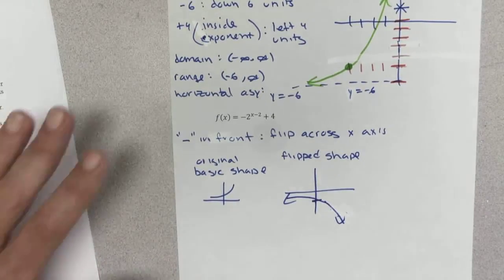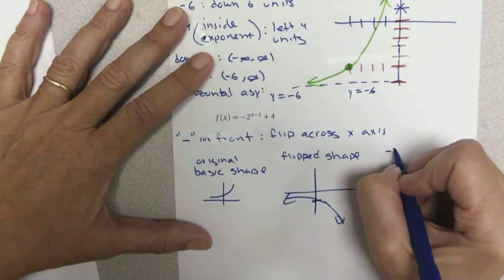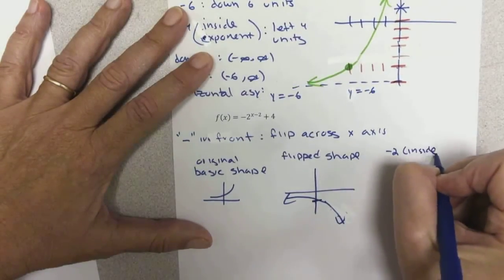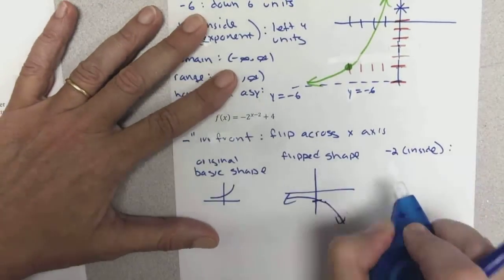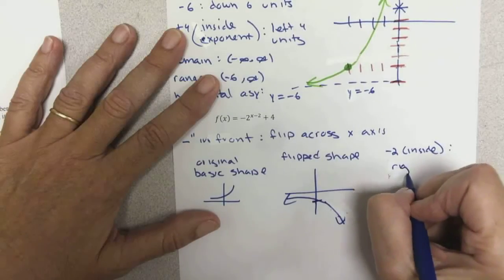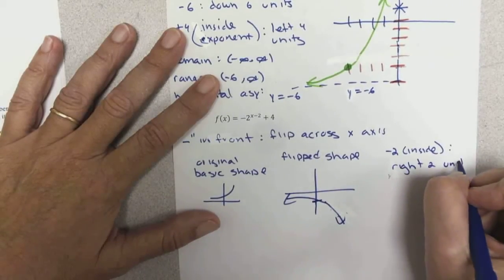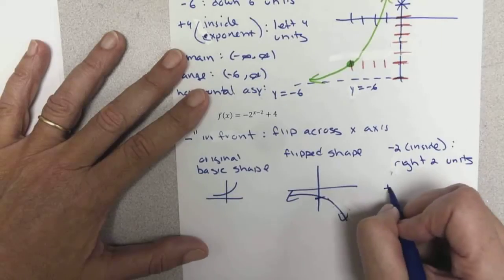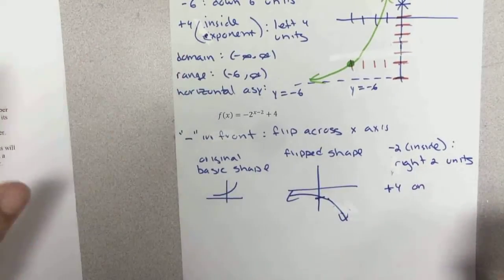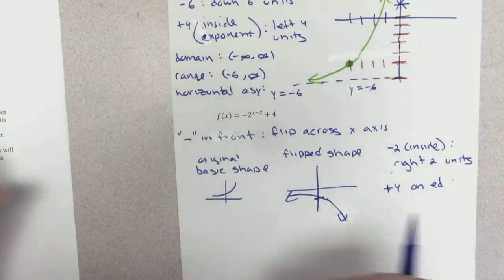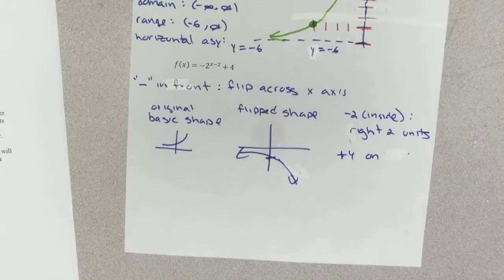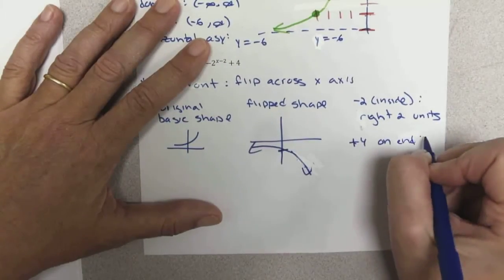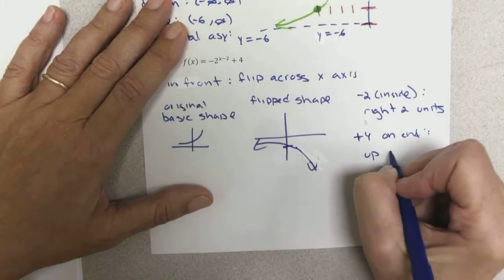Everything else is going to be the same as before. The -2 inside, that's going to send me right 2 units. And the +4 on the end, that's going to send me up 4.